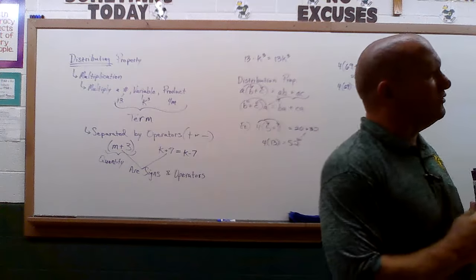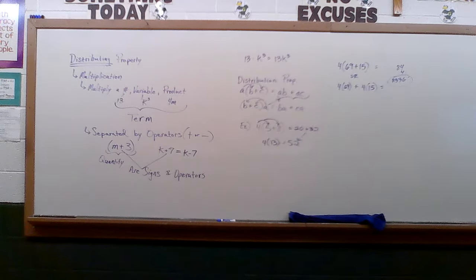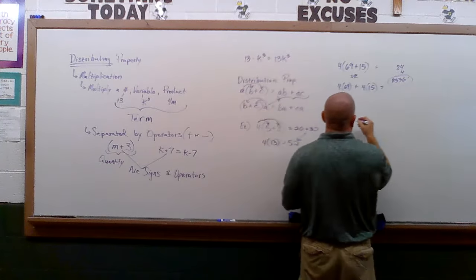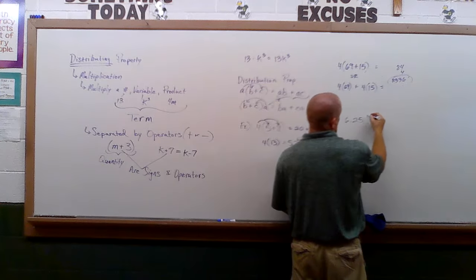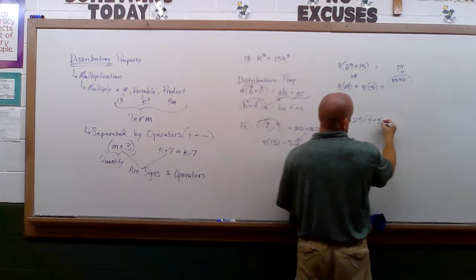So let's try another one. If you work 4 hours on Friday and 5 hours on Saturday and you make $6.25 per hour, how much are you going to make? Would $6.25 be on the outside? Perfect. And then 4 and 5 would be in the parentheses. Perfect. I thought the 4 would be on the outside.